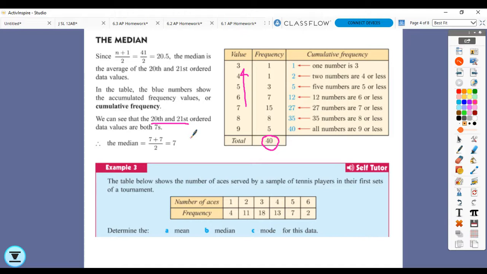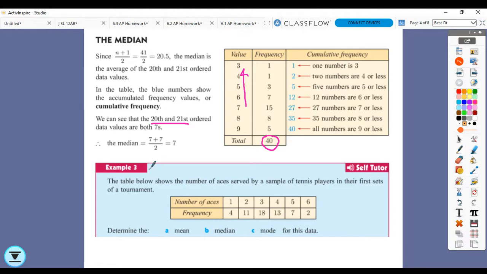And sometimes if you're just not sure, you could literally list them out and go 3, 4, 5, 5, 5, 6, 6, 6, 6, 6, 6, 6, and number them all out just to make sure. But this is just showing you the efficient way to do it.